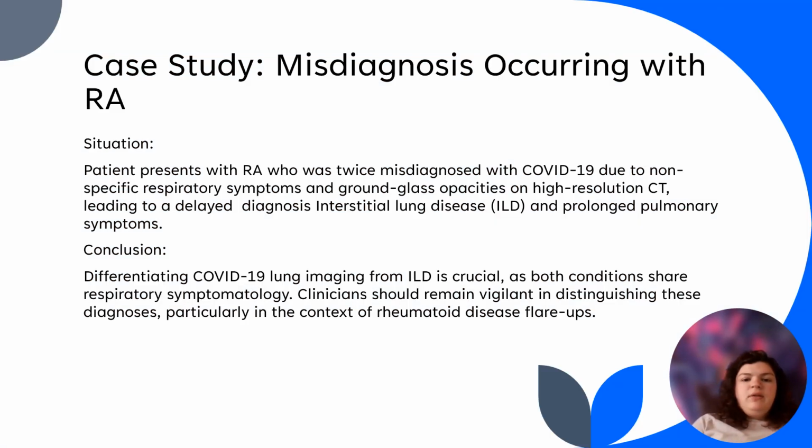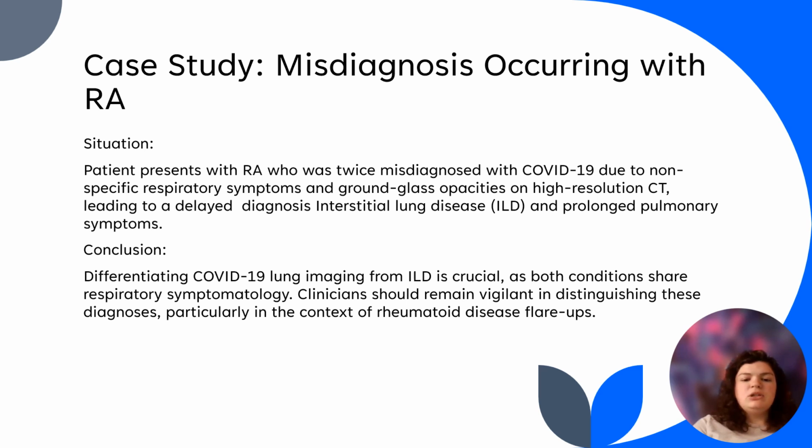A case study involving misdiagnosis occurring with rheumatoid arthritis. The situation: a patient with RA was twice misdiagnosed with COVID-19 due to non-specific respiratory symptoms and ground glass opacities on high-resolution CT, leading to a delayed diagnosis of interstitial lung disease and prolonged pulmonary symptoms.